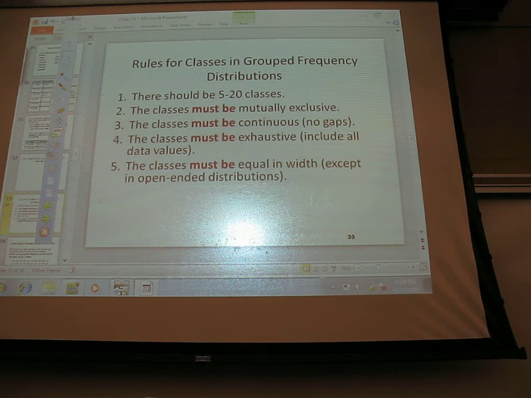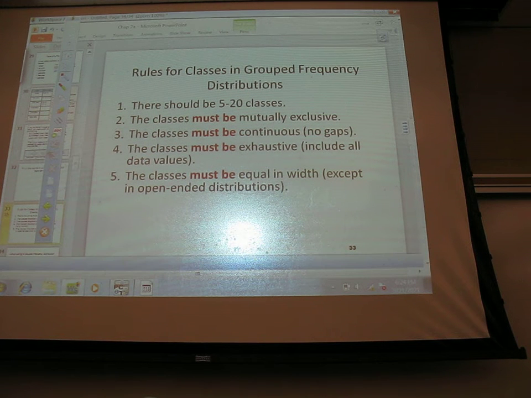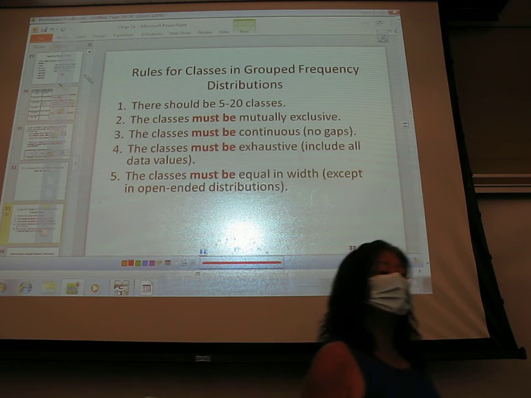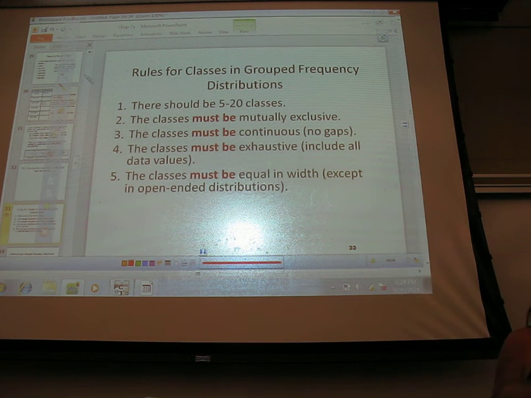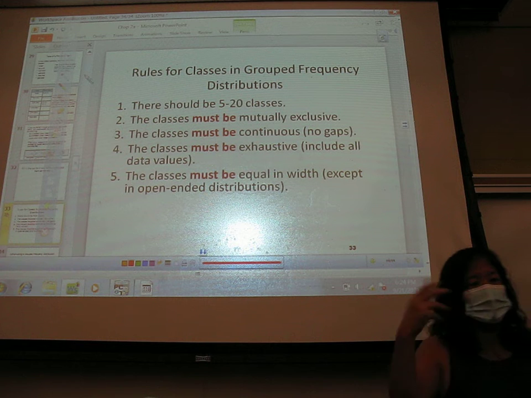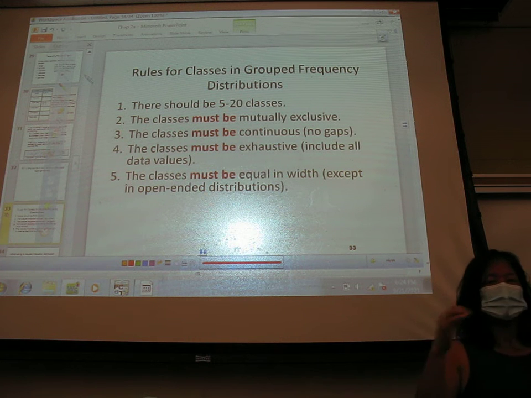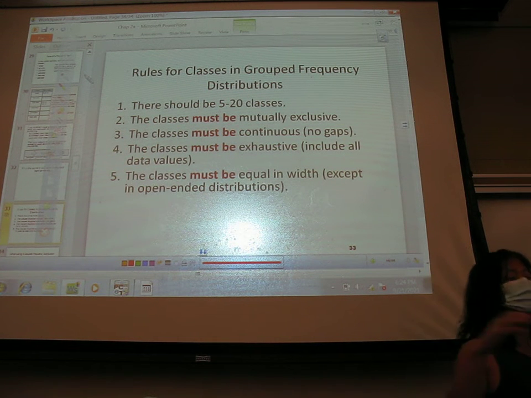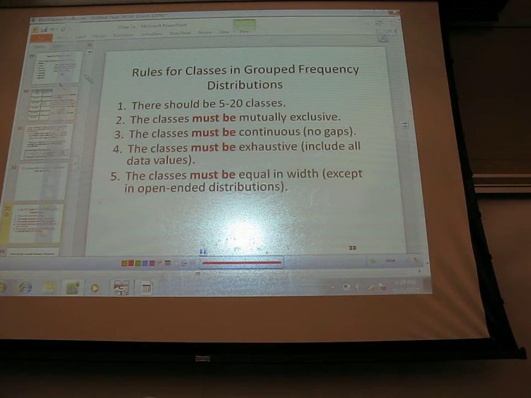All right, so then the next page, there are rules for processing group frequency distributions. First rule is there should be 5 to 20 classes, at least 5 classes. Because if you have 4, then your data is too scrunched together, so you want to be able to see a little more definition, a little more information between them. So at least 5 classes, no more than 20, because that's just too many.